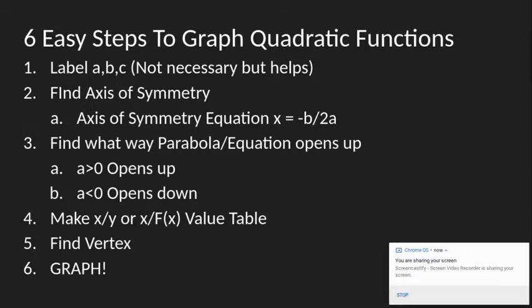And then number three, find which way the parabola opens. If a, one of the constants, is greater than 0, the parabola will open up. If a is less than 0, the parabola will open down. Then step number 4, you will make an x and y, or x and f of x, value table. Number 5, you will find the vertex. And then number 6, you will finally graph.